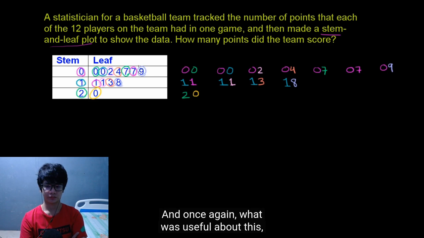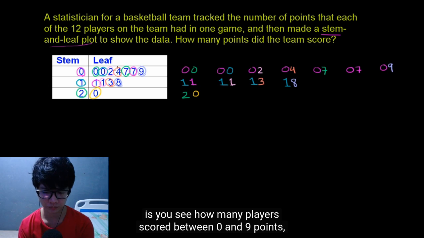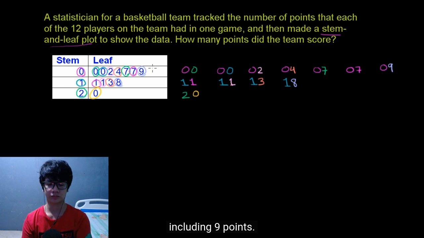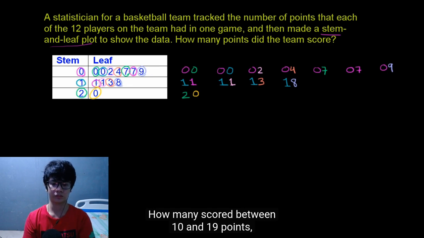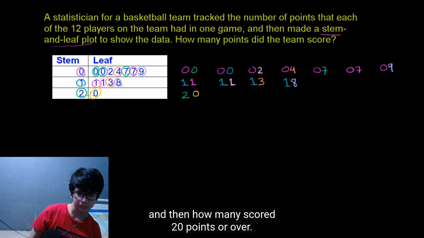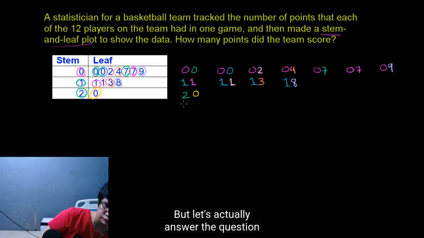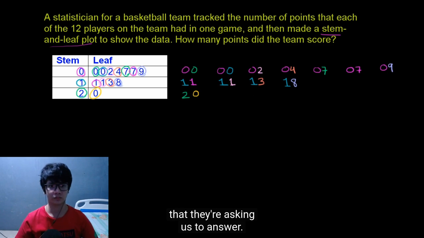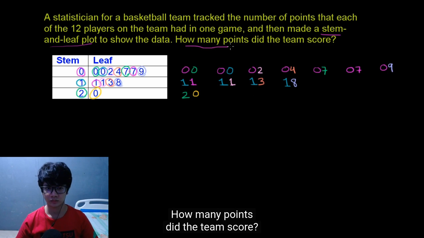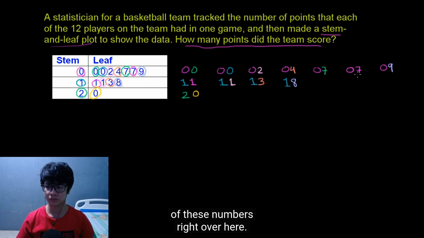And once again, what was useful about this is you see how many players scored between 0 and 9 points, including 9 points, how many scored between 10 and 19 points, and then how many scored 20 points or over. And you see the distribution right over here. But let's actually answer the question that they're asking us to answer. How many points did the team score? So here we just have to add up all of these numbers right over here.